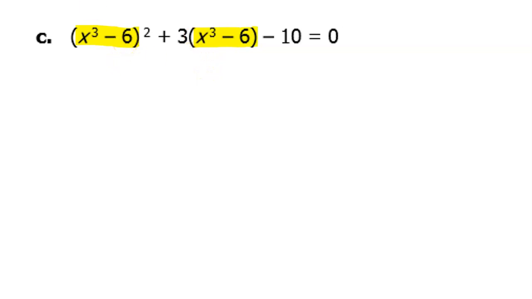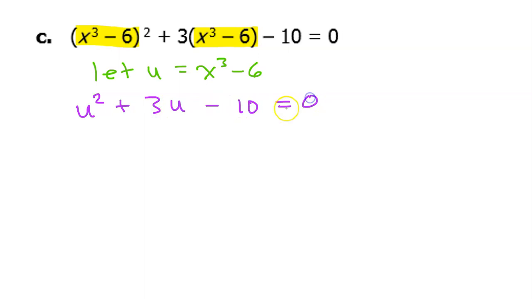So imagine that we replace these factors with a single variable. So let's let u equal x to the third power minus 6. If we do that substitution, we get u squared plus 3u minus 10 is equal to 0. This looks like the type of thing we can solve, doesn't it?